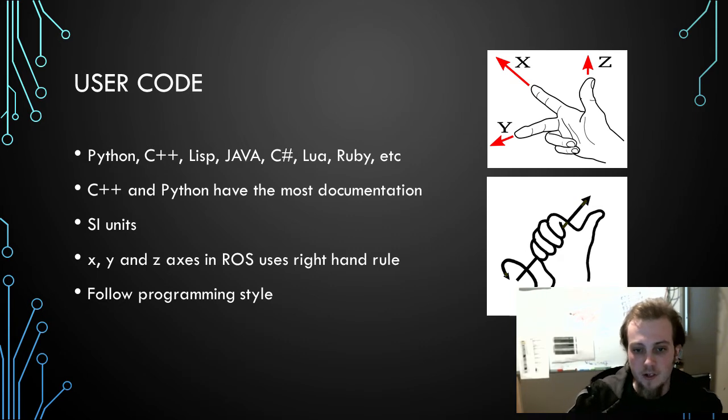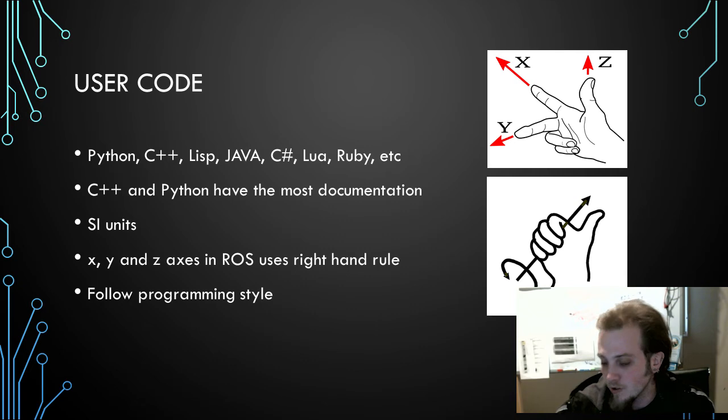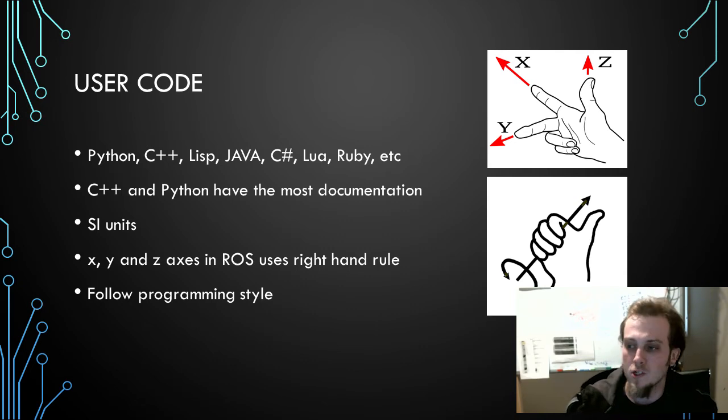Another thing with code is to follow proper programming style. This goes for anything you do, but ROS does have its own conventions for each language, and you can look this up on the wiki when you choose which language you're going to use, and it ensures that your document is readable and consistent throughout ROS.